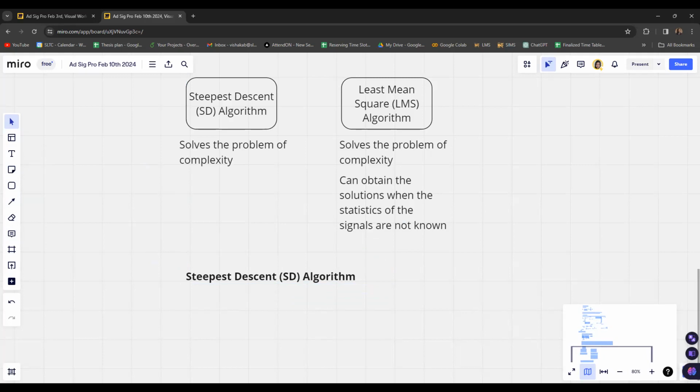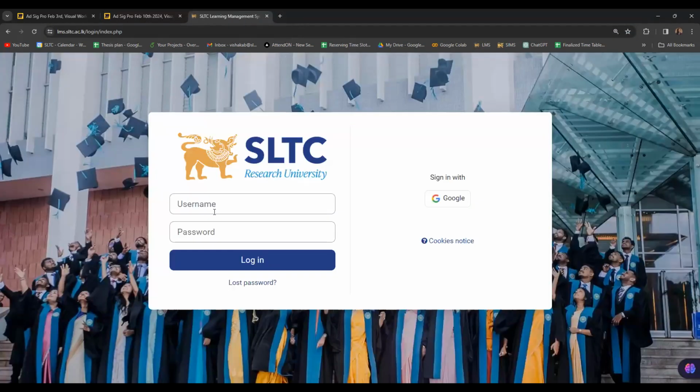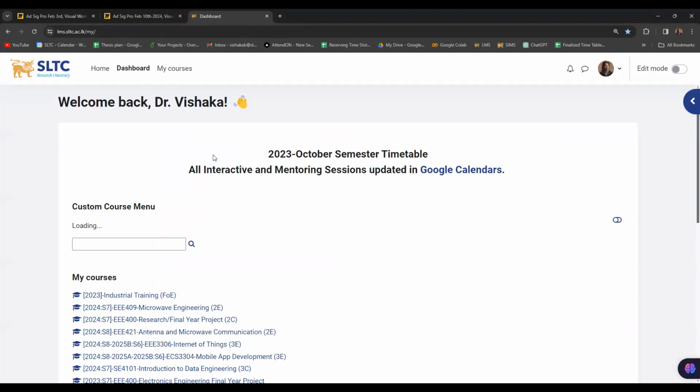So the equation that is related to the steepest descent algorithm we will discuss now, and that one is basically used to update the values of the filter coefficients. So I think I told you that you can refer to the related theories in the reference that I have given in the LMS.